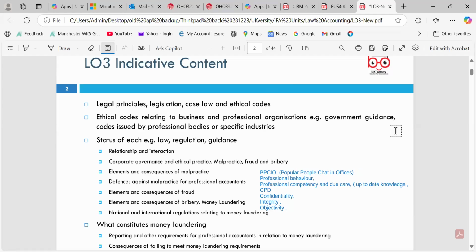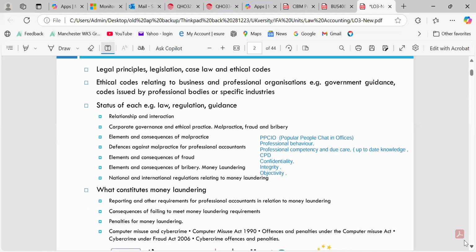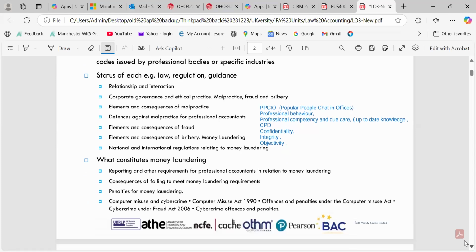We will also discuss corporate governance, the consequences of malpractice by professional accountants, and the consequences of fraud, and what sort of consequences there can be. We need to be in line with the national and international regulations regarding money laundering.